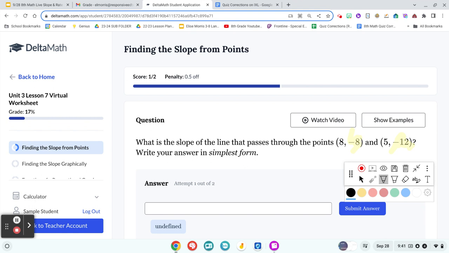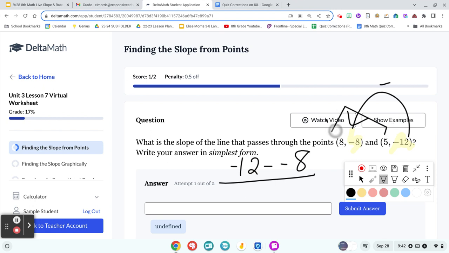So on your paper, we are going to do the change in y's, which means we're subtracting whatever's there. So I'm going to take negative 12 and I'm going to subtract the negative 8. So be really careful. The subtraction sign is in the formula. When we say change in y's, it means the difference in the y's. So we have to subtract whatever's there, subtract a negative. Two negatives make a positive. So you could make this negative 12 plus 8. I'm going to leave it as is, though, so you can check it in your calculator and just make sure.